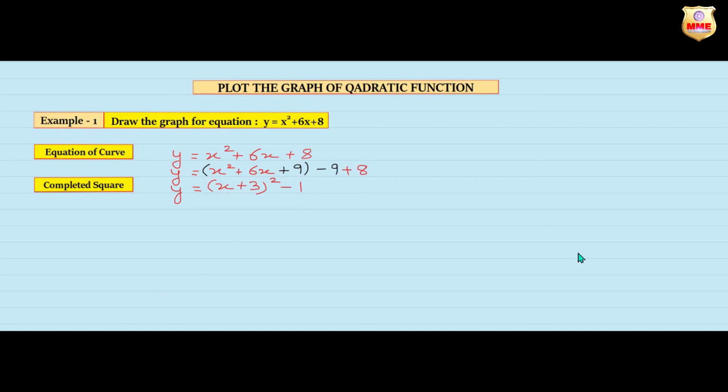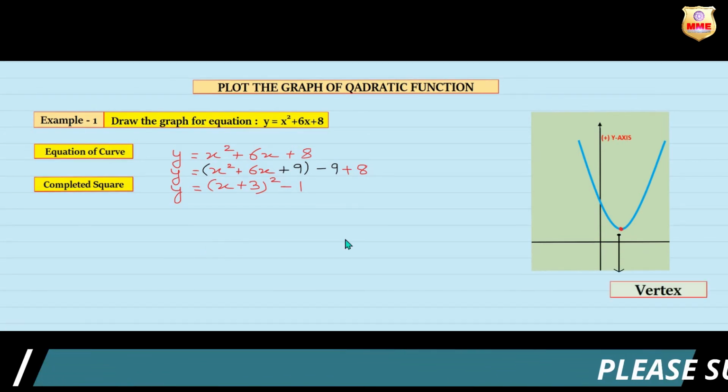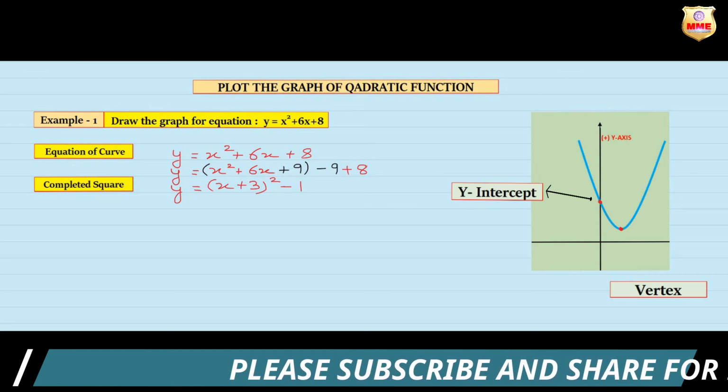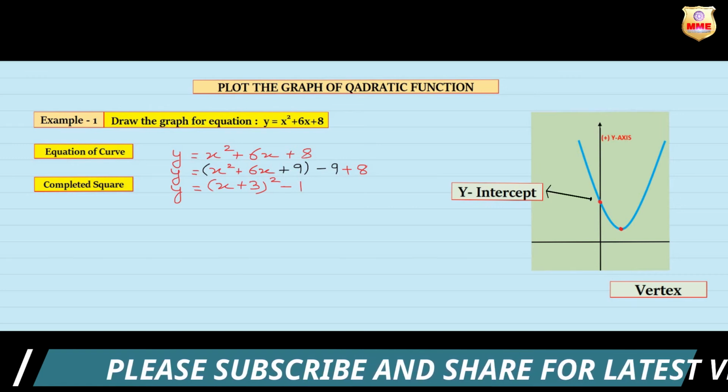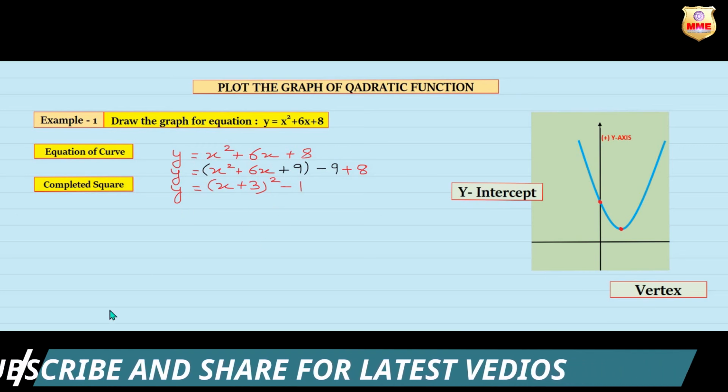Now friends, we already know a parabolic curve is always formed from a quadratic equation. To make a parabola in a graph, we generally need 2 points. The first point is the vertex, as you can see on the screen, and the second point is the y-intercept, where this curve intercepts the y-axis. We can find the y-intercept and vertex from this particular equation.